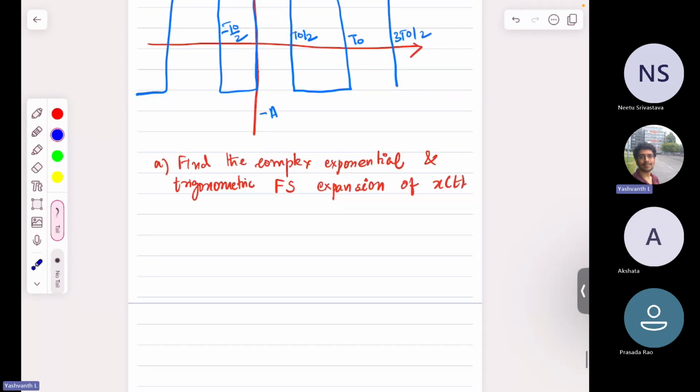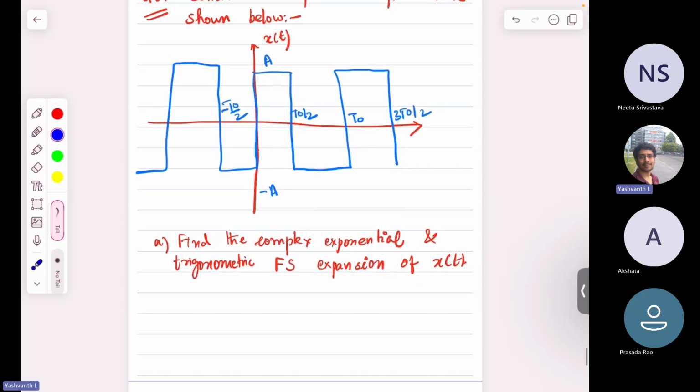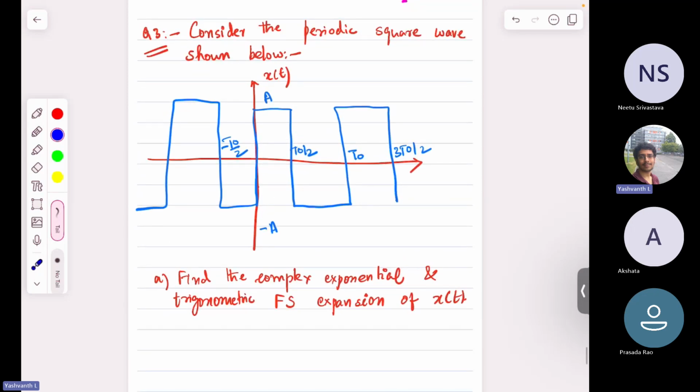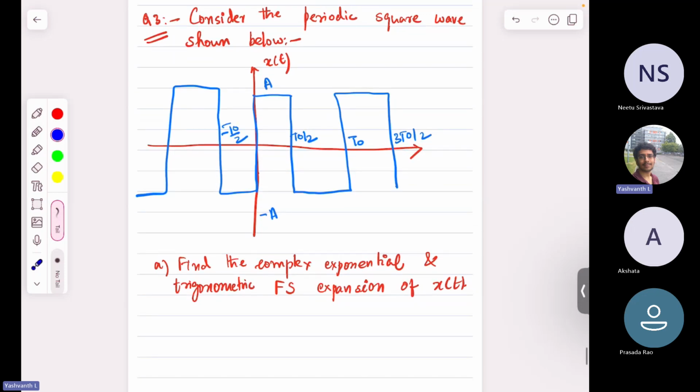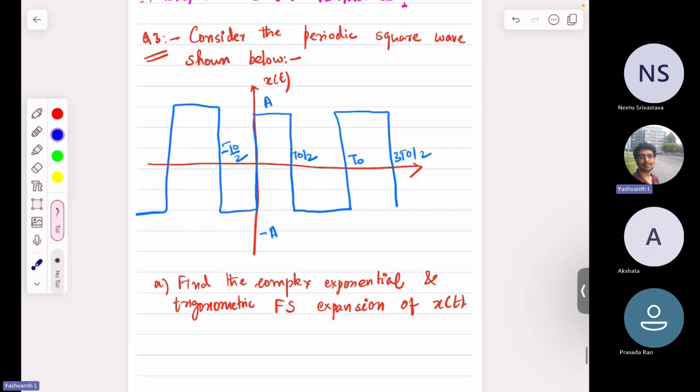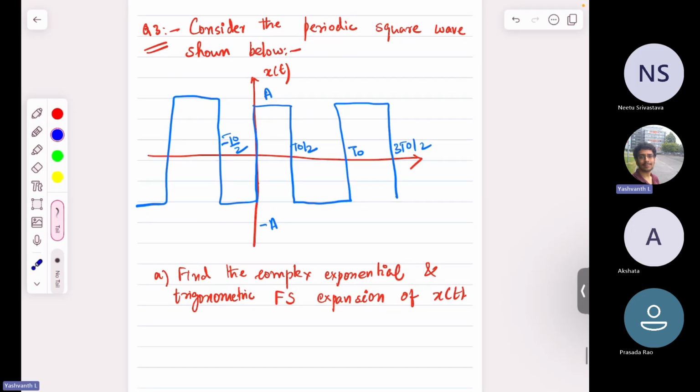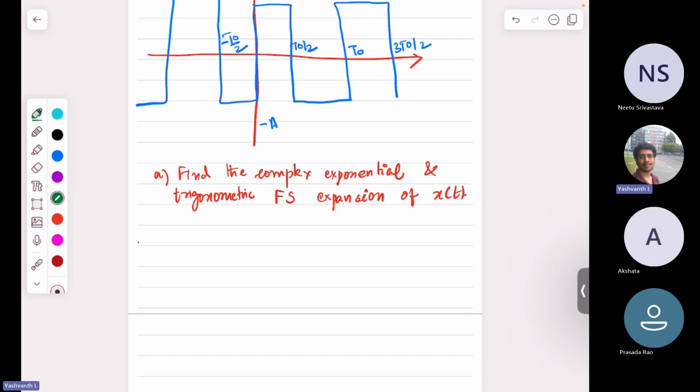Now what I'm going to do is solve this particular problem in a different way, only to show you that you can use multiple methods to solve a problem. I'm not going to go by the conventional method of finding CK and plugging it into the expression. I'm going to relate this signal to the first signal. Let me show you what I'm doing.